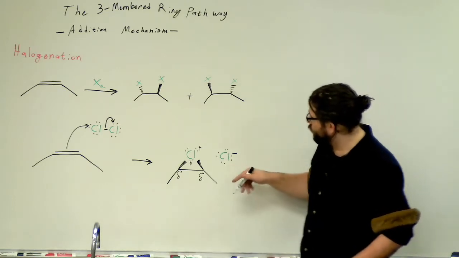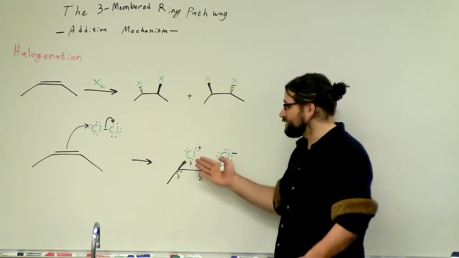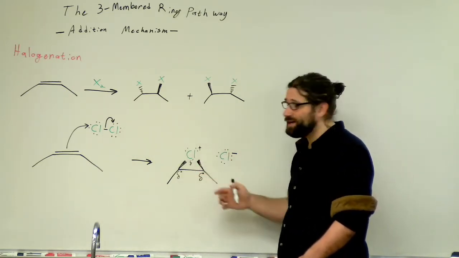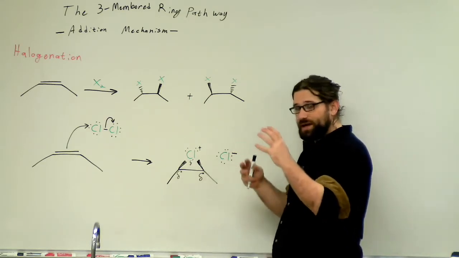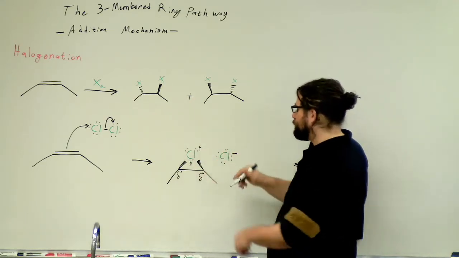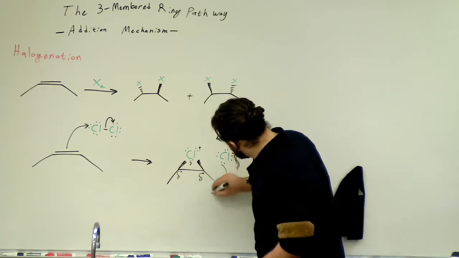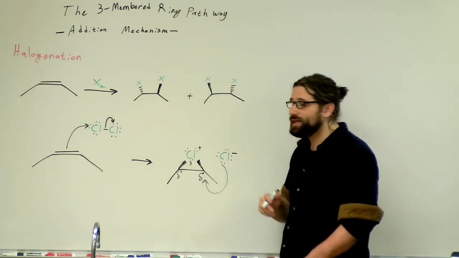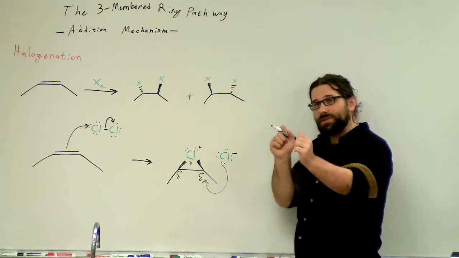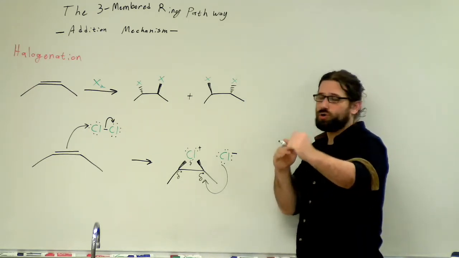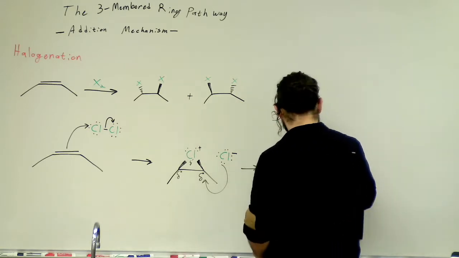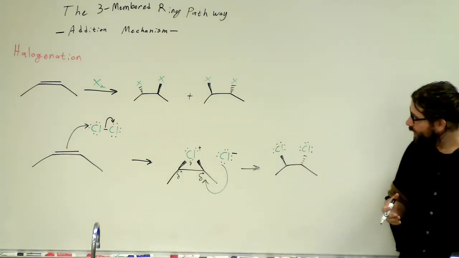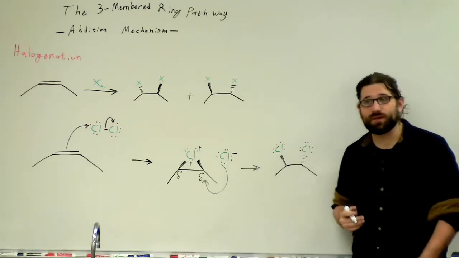So, when the chlorine attacks, it has to attack from the side that the other chlorine is not. The chloride has to attack from the back side here, because the chlorine is sticking out this way. So it's going to be attacking one of these carbons. When it does that, it is going to form on the opposite side of its partner chlorine. And thus we get our final product. It is going to have an anti-configuration.